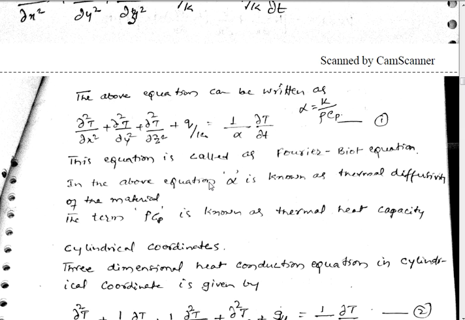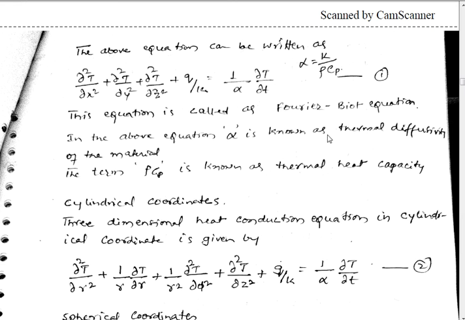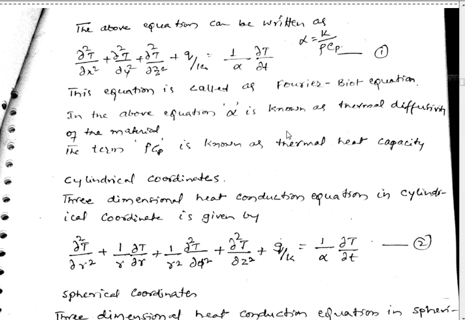Alpha is the thermal diffusivity, that is the amount of heat diffused into the material. That we can determine from the ratio of conduction to the diffusion of heat, which we will call the thermal diffusivity. Now whatever this equation is, equation 1, is called the Fourier-Biot number.